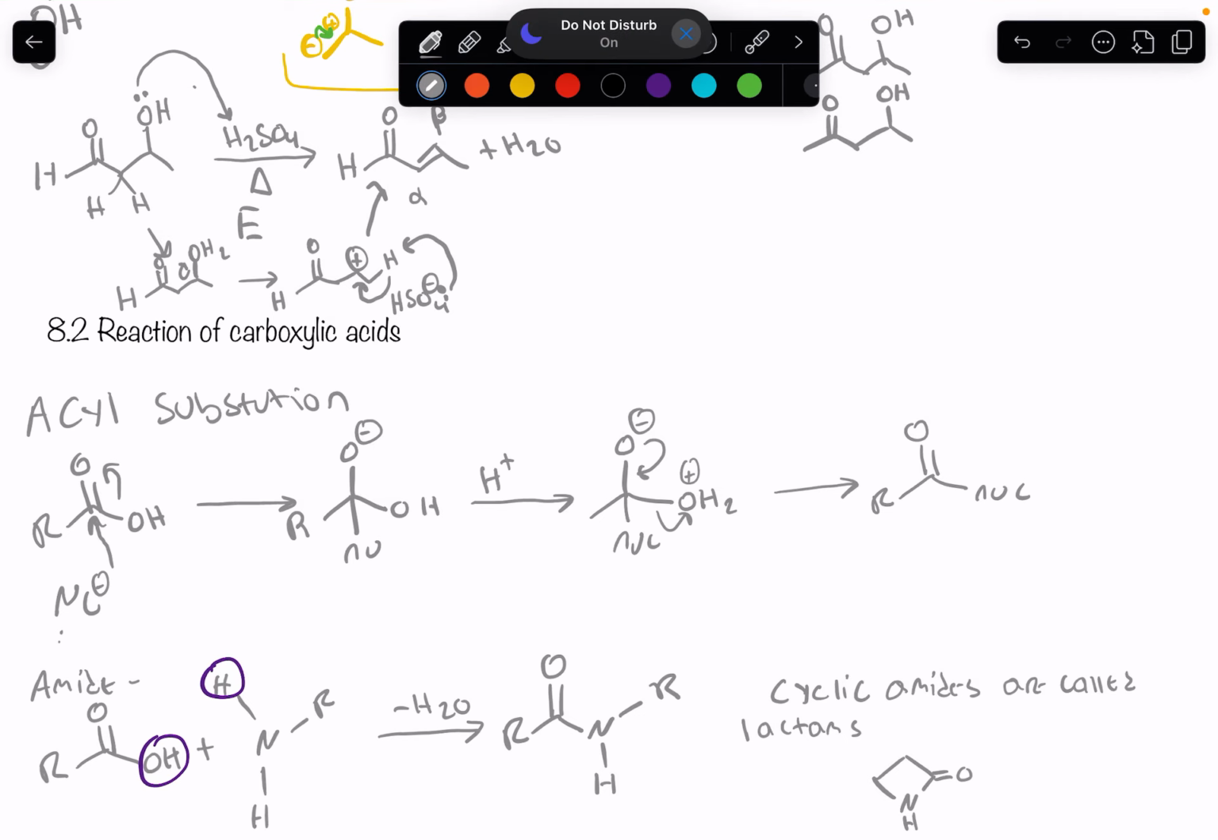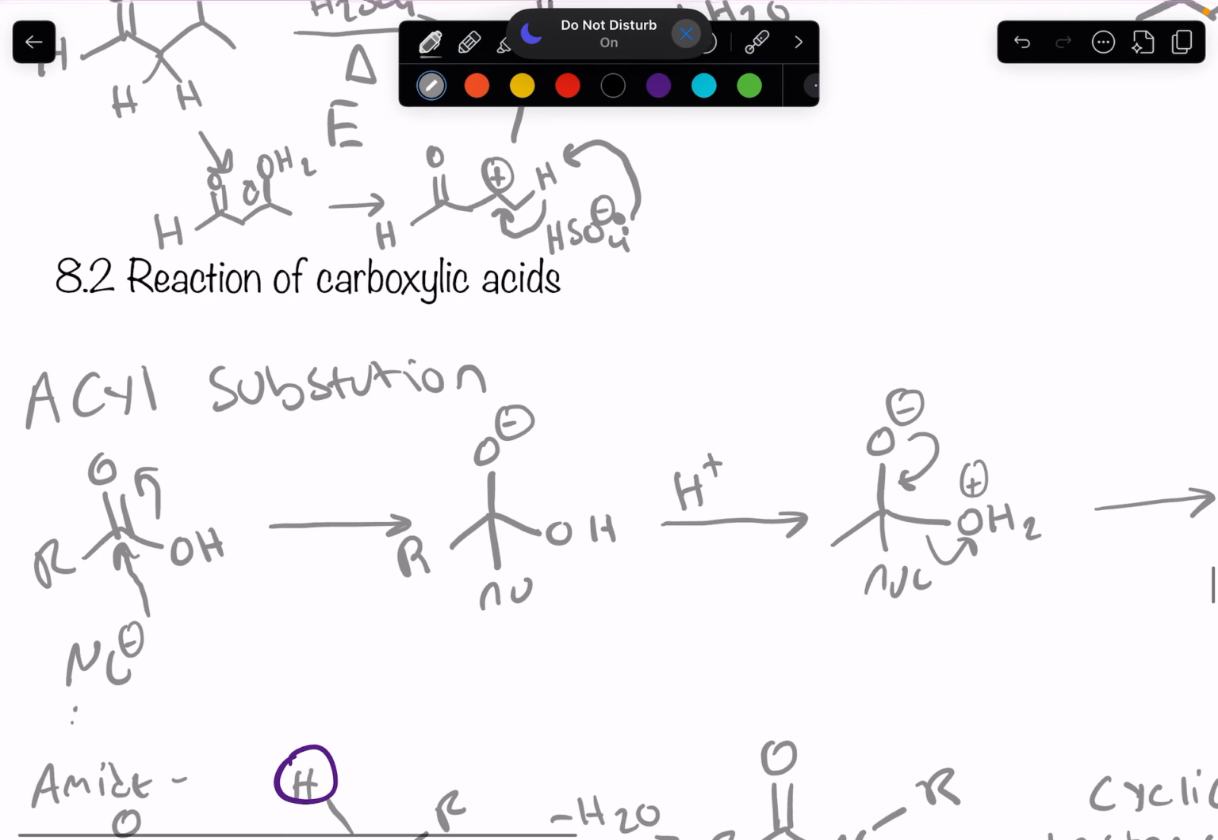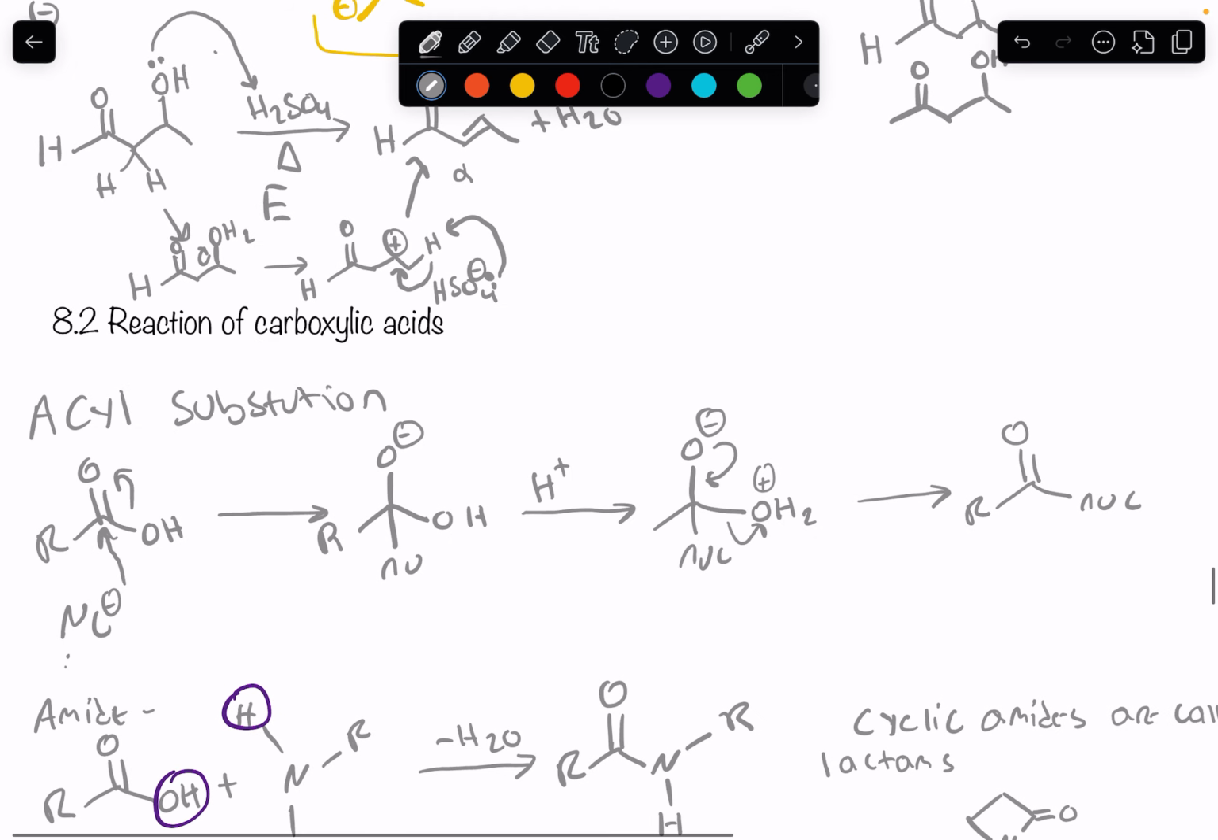Hey guys, so in this video we're going to go over reactions of carboxylic acids, but not really just reactions. We're also going to go over forming the other carboxylic acid derivatives. So the general reaction first is what we call acyl substitution, and it's just a general reaction. Sorry, that's a U, not a C, by the way.